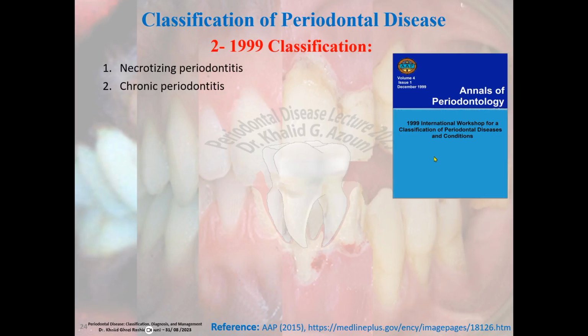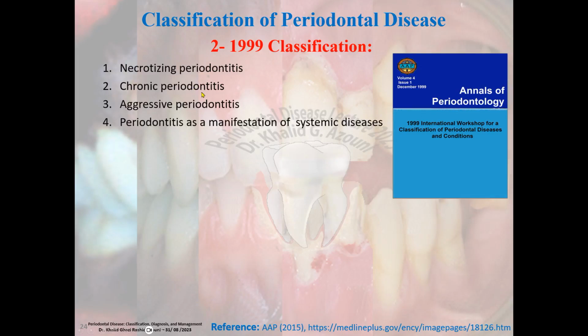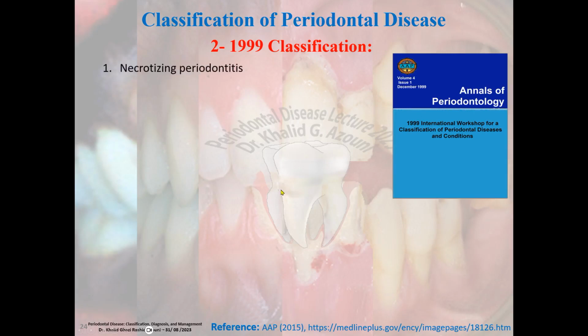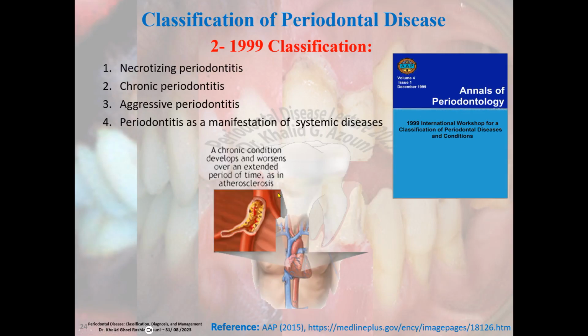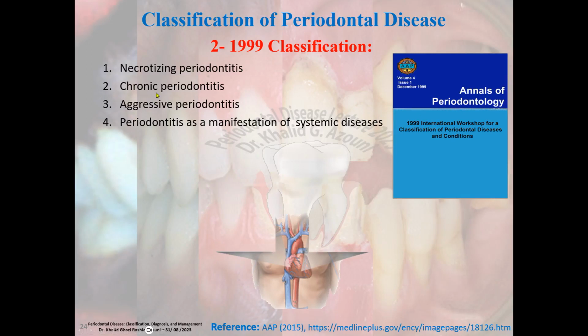The next classification was the 1999 classification, and it divided periodontal disease into necrotizing periodontitis, chronic periodontitis, aggressive periodontitis, and periodontitis as a manifestation of systemic disease. And here we should keep in mind that chronic periodontitis and aggressive periodontitis, introduced in 1999, are both chronic diseases, not acute. Necrotizing periodontitis is an acute periodontal disease, while chronic and aggressive periodontitis are both chronic diseases.